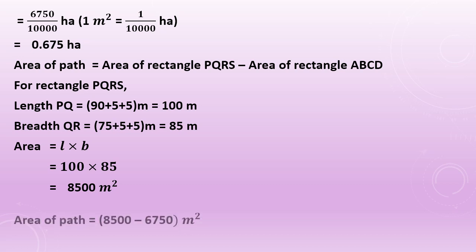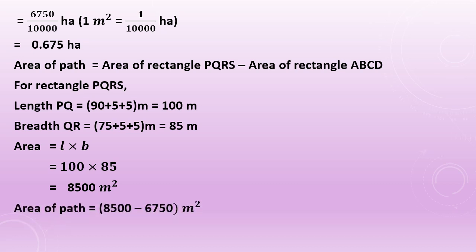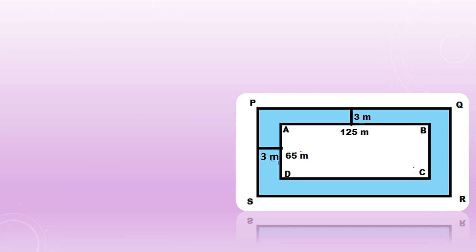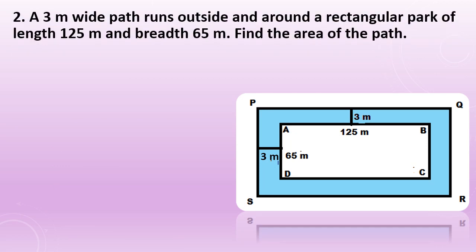Now we can find the area of the path, equal to area of rectangle PQRS minus area of rectangle ABCD. That is 8500 meter square minus 6750 meter square. While subtracting, we get 1750 meter square. This answer also we can find in hectares. 1 meter square equals 1 upon 10,000 hectare. Now we move to question number 2.